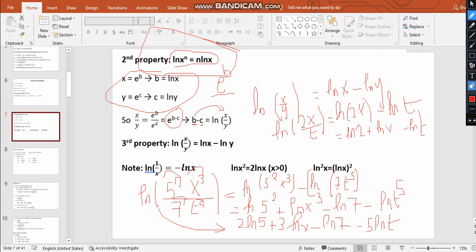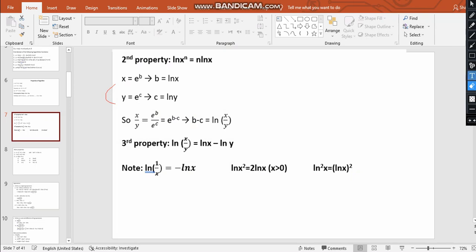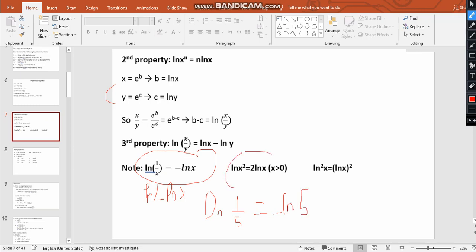Some particular cases here. Ln 1 over x is ln 1 minus ln x. But since ln 1 is 0, ln 1 over x is minus ln x. And ln 1 over 5 is minus ln 5. Ln x squared is 2 ln x. Certainly x must be bigger than 0, always positive. But if you have a square under ln, it's ln x all squared. Okay?